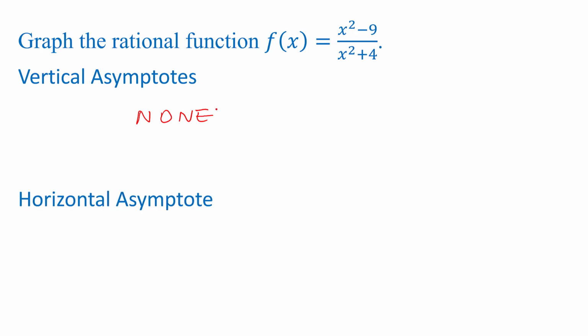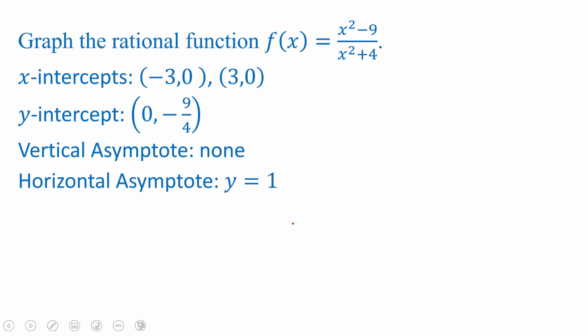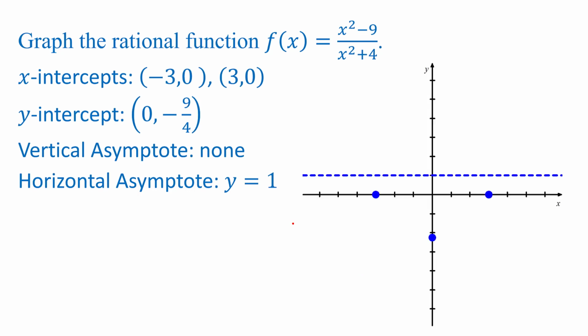Horizontal asymptote, we would look at the degree of the numerator and the degree of the denominator. Since they're the same here, we take the leading coefficient of the numerator over the leading coefficient of the denominator to give us a horizontal asymptote, y equals 1. Moving on to graphing, putting down all the information we have so far, let's plot this information on a graph. We have x-intercepts at (negative 3, 0) and (3, 0). We have a y-intercept at (0, negative 9/4), no vertical asymptotes, and a horizontal asymptote, y equals 1.